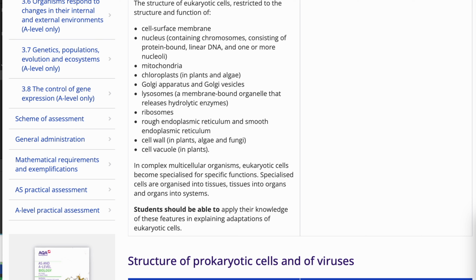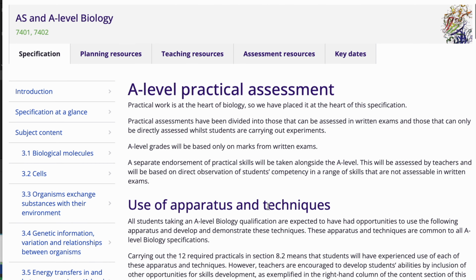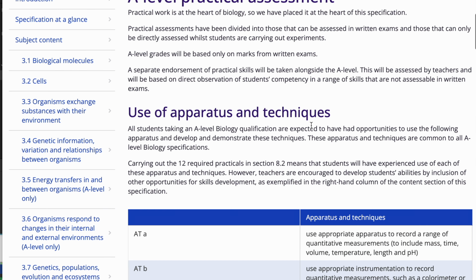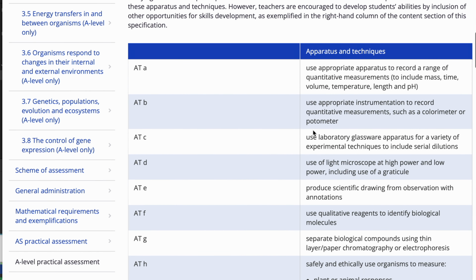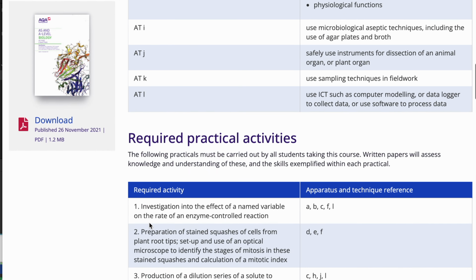With regard to the required practical, if you look here on the side of your screen, you've got the A-level practical assessment and the AS practical assessment. If you click through here we've got to the A-level practical assessment page. It's got use of apparatus and techniques. So this list here is all the apparatus and techniques you need to use, and it's important to look on the side here. We've got these references that are used further down for each practical.